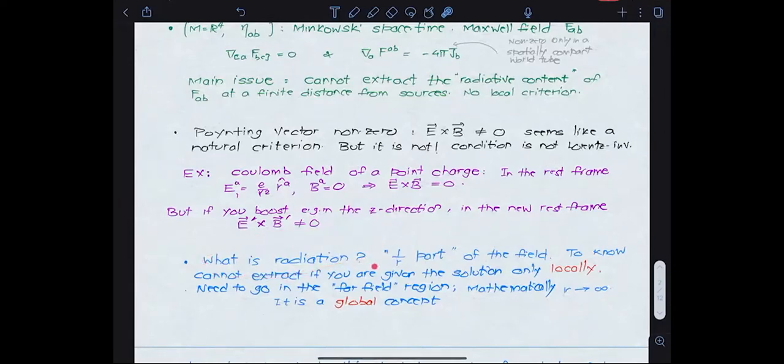So the question is, what is radiation? And radiation is really the 1 over r part of the field. But to extract the 1 over r part of the field, obviously, I cannot just look at a given solution locally in a little region of space-time and ask whether it has a 1 over r part. That doesn't make any sense. We need to go to the far region and do a 1 over r expansion, where the expansion is good. Then in the far field region, we can try to extract the 1 over r part of the field, and that would encode the radiation. So mathematically, this corresponds to r going to infinity, and this is a global concept.